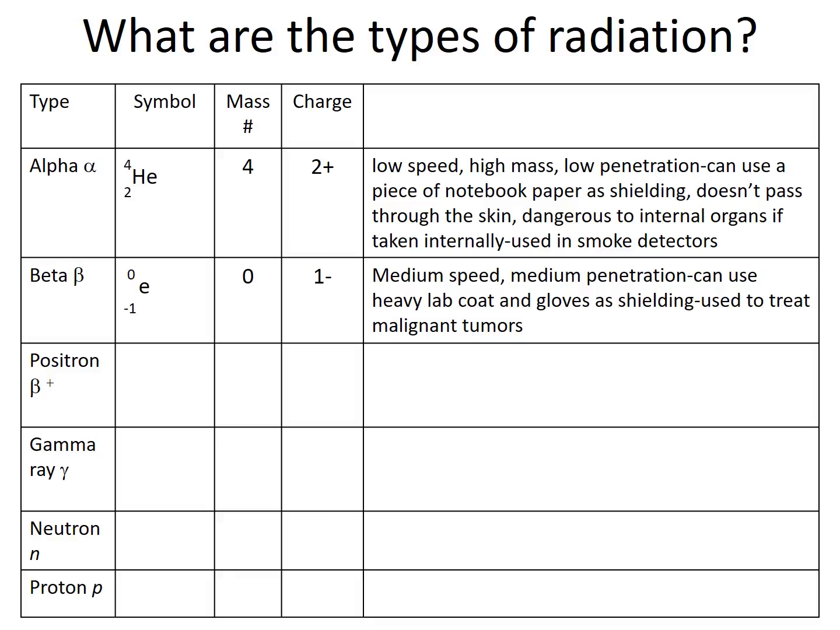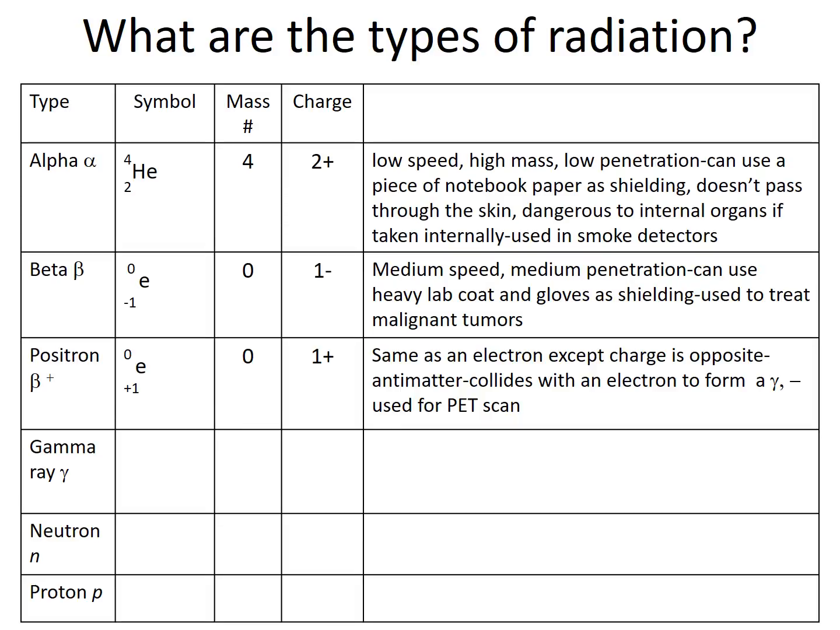A positron is actually a positively charged beta particle. So this would actually be identical to an electron, same mass, except instead of negative charge, it's positive charge. You may not have known that there are positively charged electrons. They are actually a form of antimatter. They are the antimatter version of an electron.